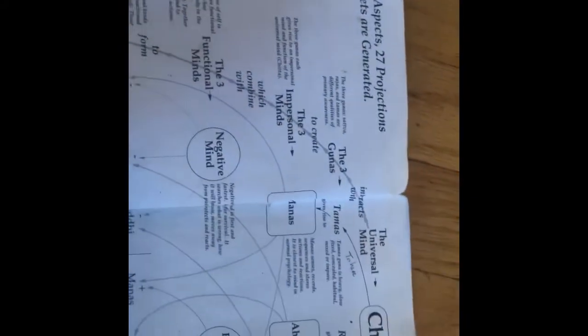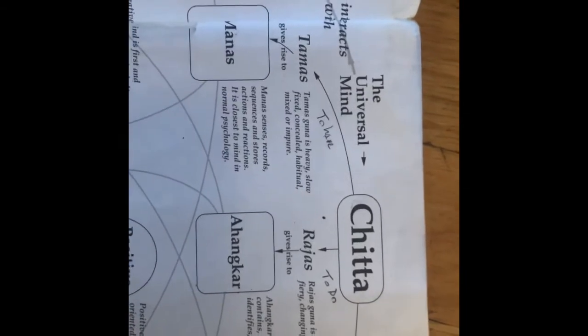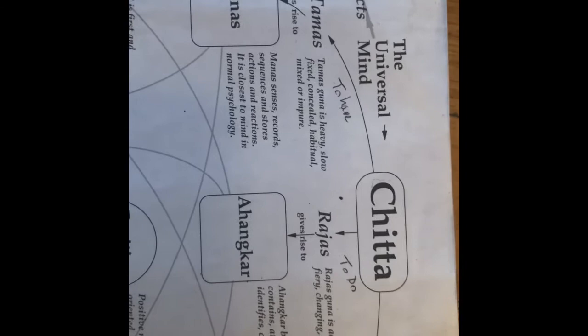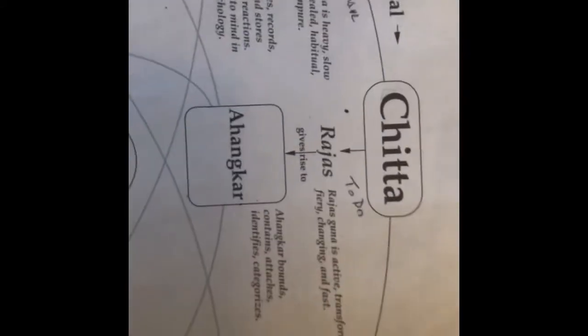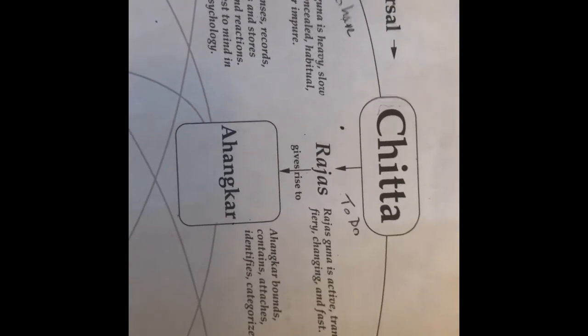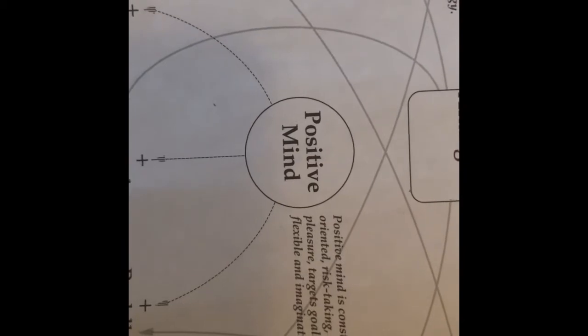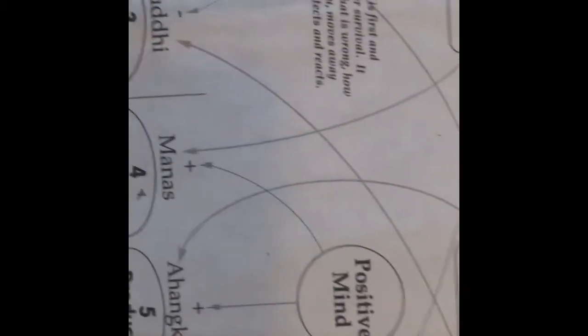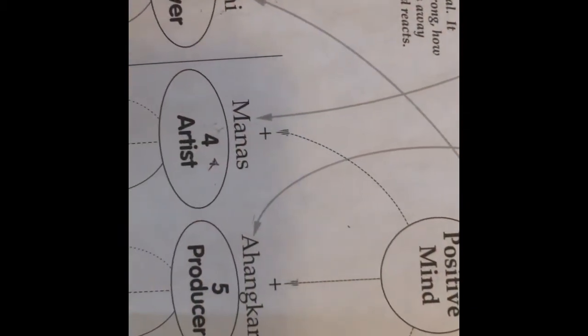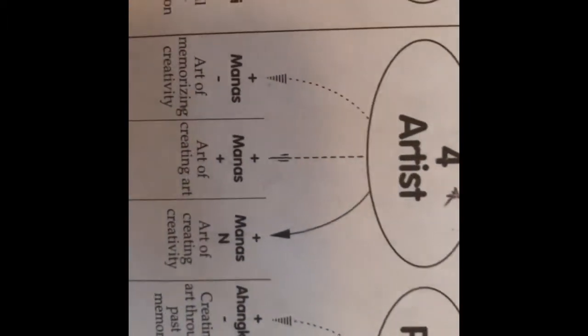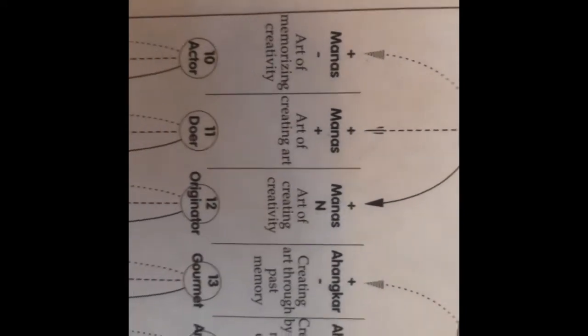All right, so here we have Yogi Bhajan's book, The Mind. At the back of this book, we have the chart. This is how I made the connection between Bharani Nakshatra and Projection 13. Keep in mind that Bharani Nakshatra is Rajasic on its basic level, or its impersonal mind, meaning, as it says here, active, transforming, firing, changing, and fast. On its secondary level, it is the positive mind, which is constructive, action-oriented, proactive, risk-taking, and so on. And finally, on its tertiary level, it is negative, which is creating art through past memory.